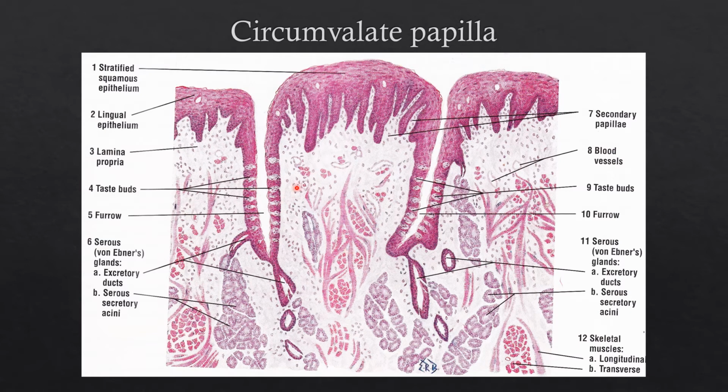Then, deep to the lamina propria and the core of the tongue, there are numerous tubulo-acinar serous glands, which are called Von Ebner's glands. So these are the serous glands, and their secretory ducts open into the base of the furrow of the circumvallate papilla. So these are the serous glands, that is, Von Ebner's glands. Their excretory ducts open into the base of the furrow of the circumvallate papilla. That is the deep trench.